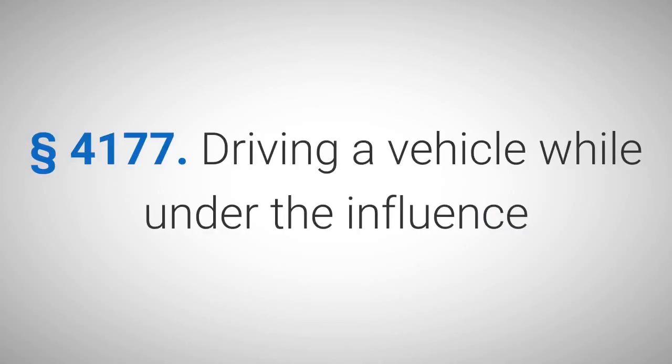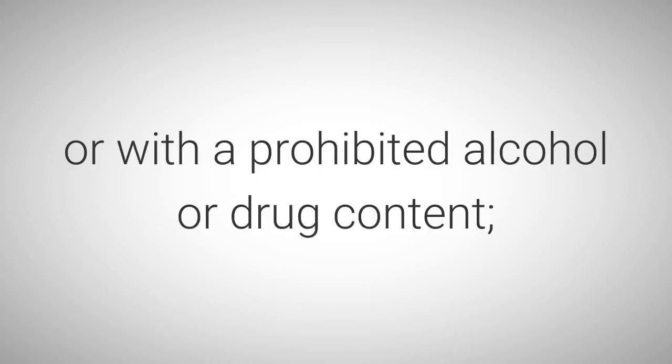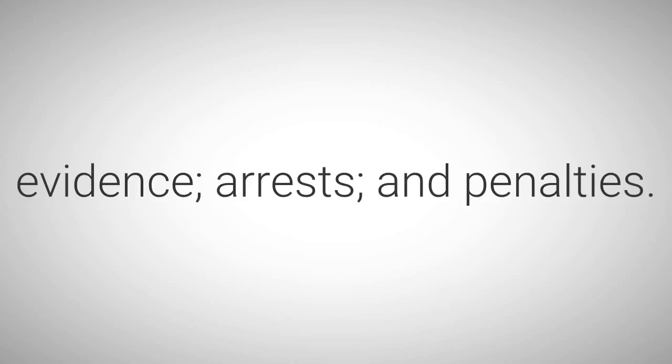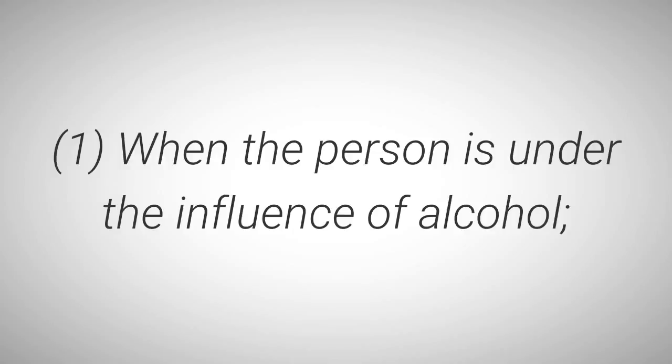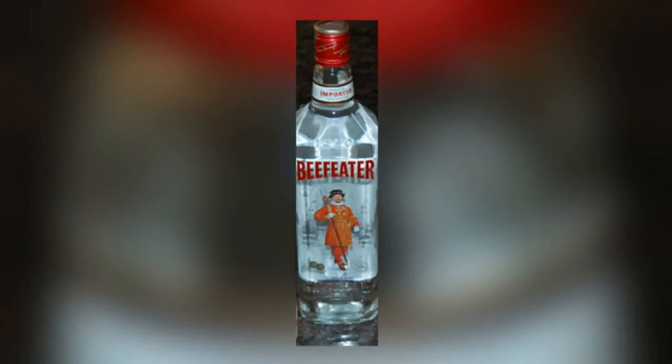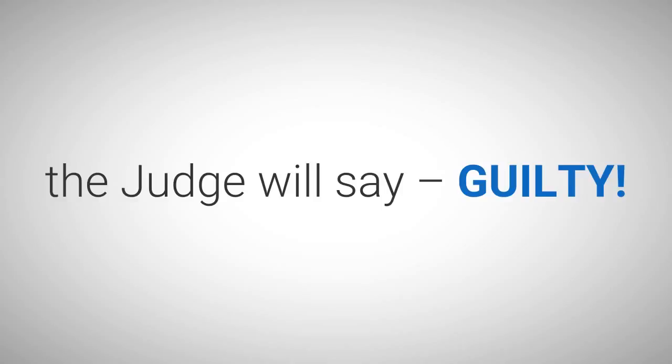Section 4177. Driving a vehicle while under the influence or with a prohibited alcohol or drug content, evidence, arrests, and penalties. A. No person shall drive a vehicle. 1. When the person is under the influence of alcohol. Too much alcohol, picture 10-2 below, and your BAC will reach 0.08 or more. Once your BAC reaches a minimum of 0.08, the judge will say, guilty, no other proof needed.